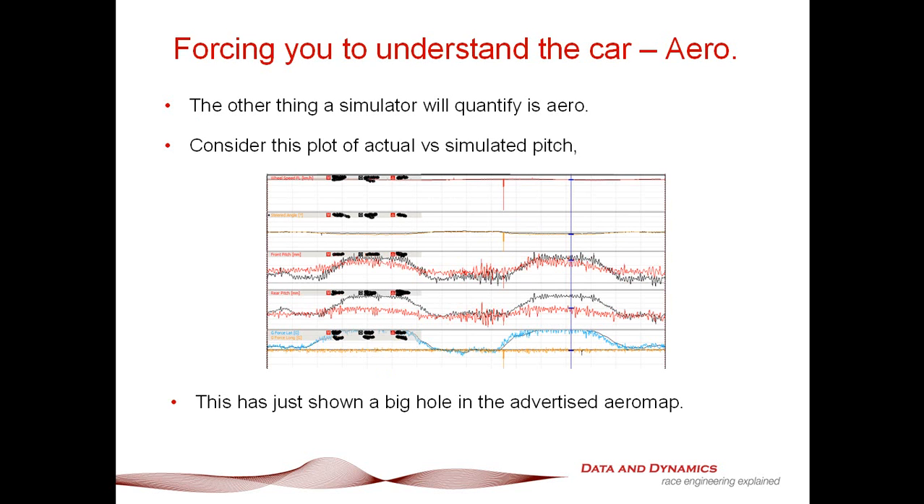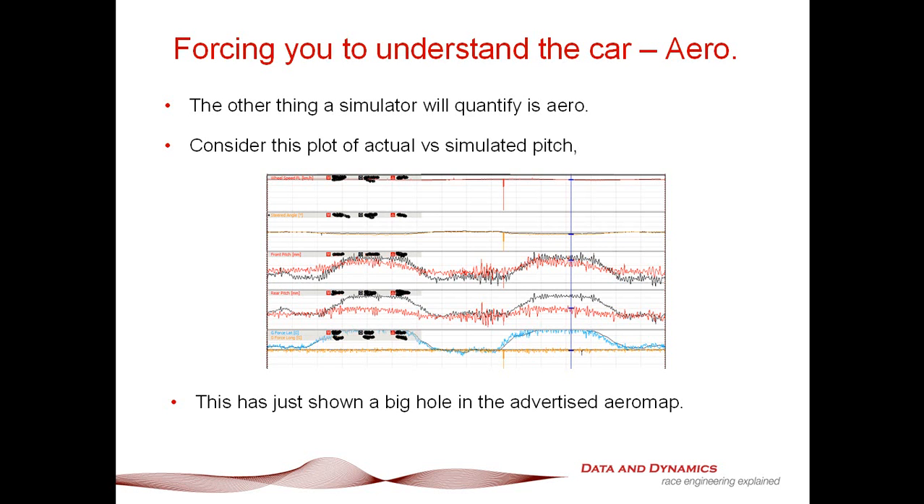The other thing that it forces you to do is understand the aero. Let's have a look at this particular example where I've got a comparison of actual versus simulated pitch. The data is colored, the simulated is black. Now, as you can see, the front pitch isn't too bad, but you can see the rear pitch, there's a pretty big discrepancy there by about 5 or 10 mil. When you're seeing something like that, you're seeing a massive hole in the aero map.